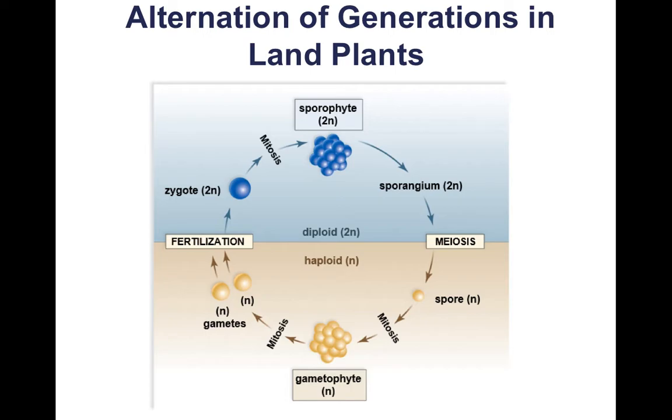This gametophyte is then going to undergo, parts of this gametophyte are then going to undergo mitosis to produce our gametes, our egg and our sperm, which will then come together via fertilization to form the diploid zygote. So this part should be fairly clear. It's this part here that is unique, okay?